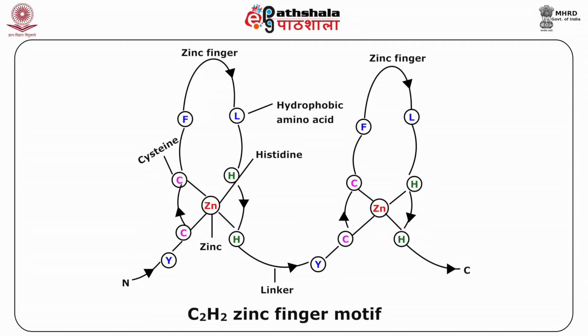C2H2 zinc finger proteins are nearly 1% of total mammalian proteins. These proteins bind DNA and some can also bind to RNA or protein. These proteins contain 2 or more repeating zinc finger units. GAGA factor is the only protein that contains a single C2H2 finger. Xenopus TF3A, human transcription factor SP1, mouse ZIF268 are some examples of this class.